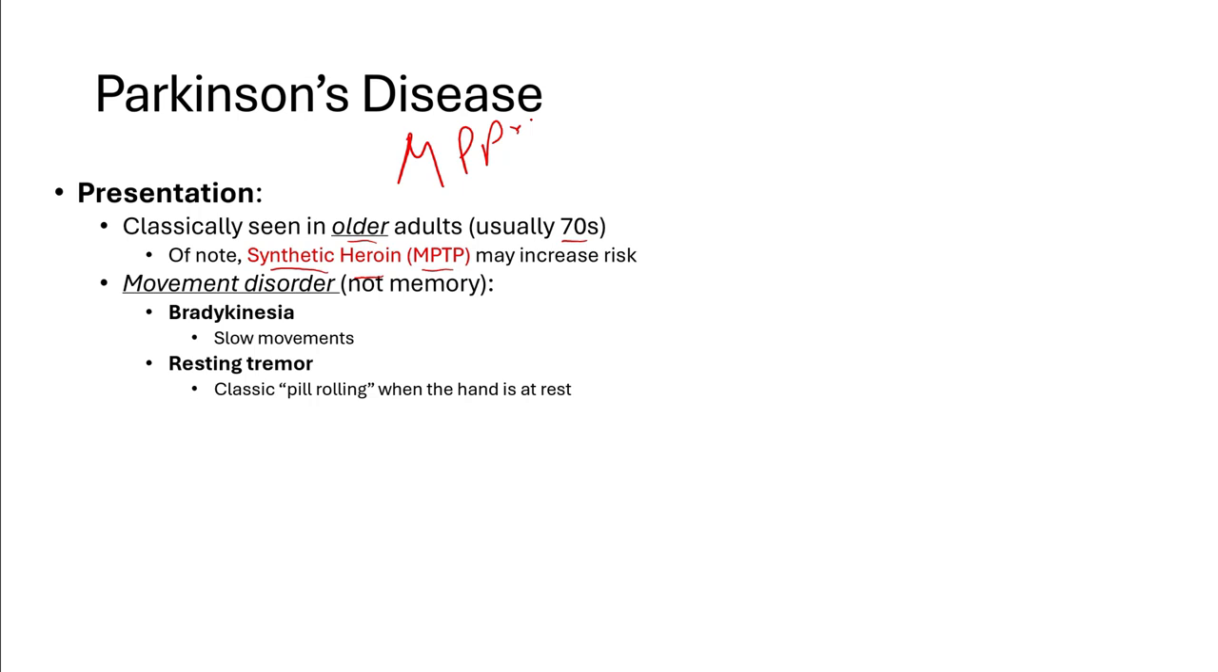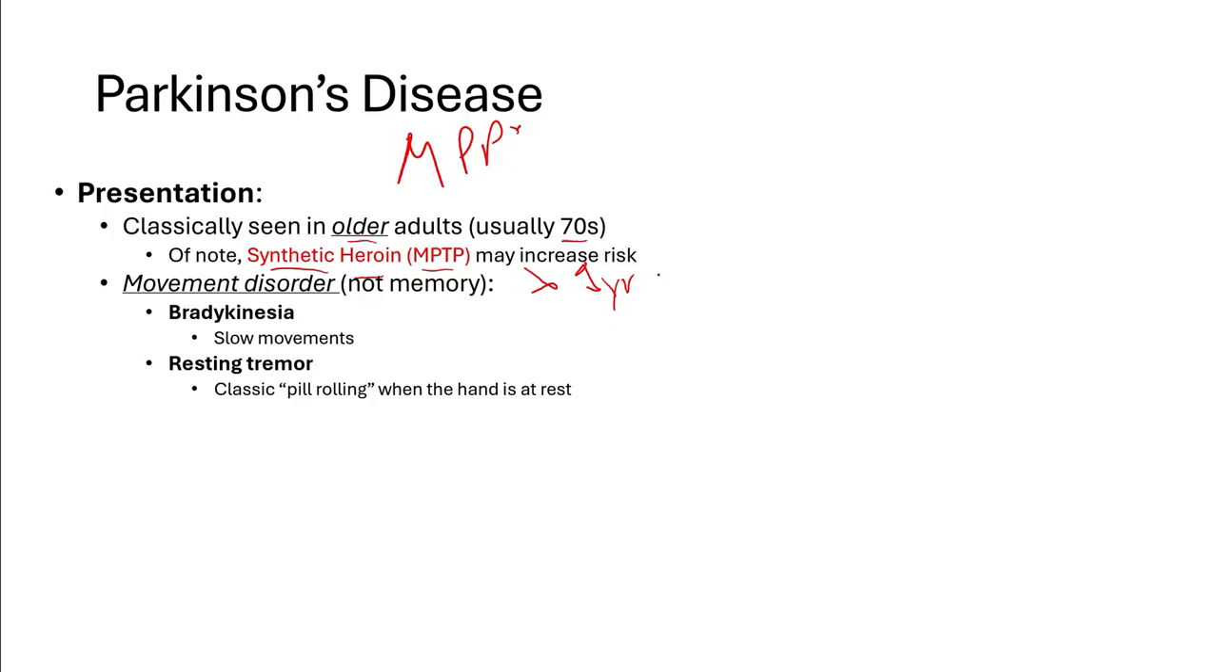Now, Parkinson's disease is a movement disorder. It classically does not affect memory early on in the course. It can cause dementia, but this is by definition greater than 1 year after the symptoms of Parkinson's are first found. And that 1 year cutoff is extremely important.